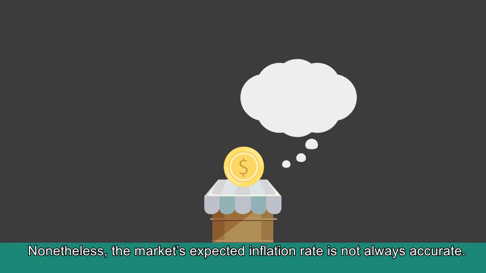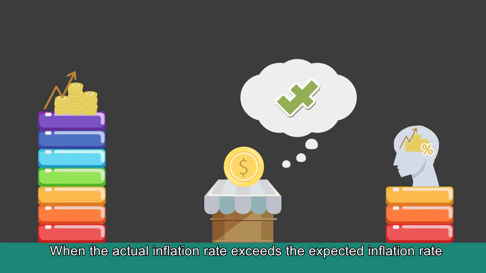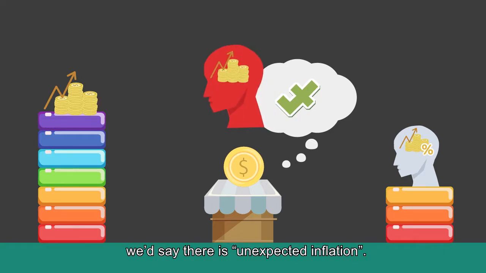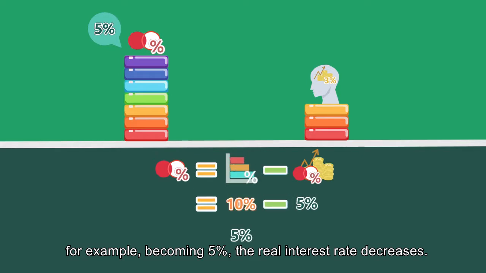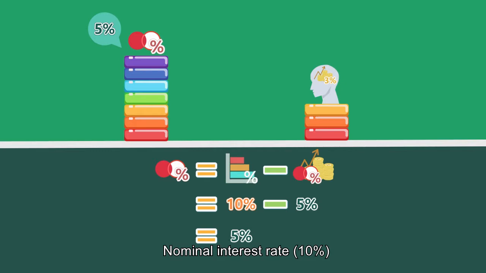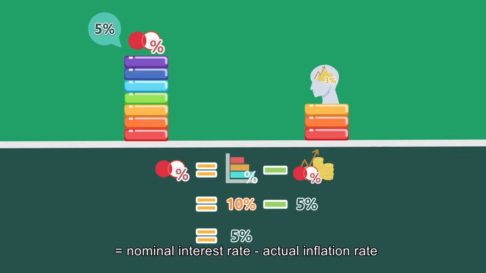Nonetheless, the market's expected inflation rate is not always accurate. When the actual inflation rate exceeds the expected inflation rate, we'd say there is unexpected inflation. When the actual inflation rate is higher than the expected 3%, for example, becoming 5%, the real interest rate decreases. Nominal interest rate, 10%, equals actual real interest rate, 5%, plus actual inflation rate, 5%. Actual real interest rate equals nominal interest rate minus actual inflation rate equals 10% minus 5% equals 5%.